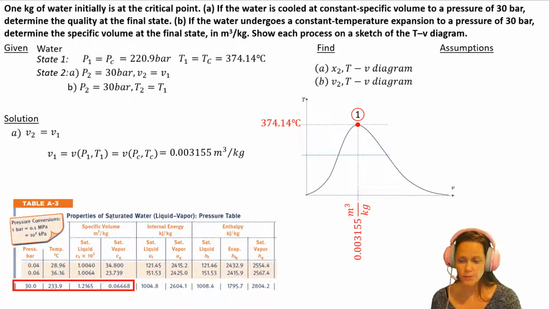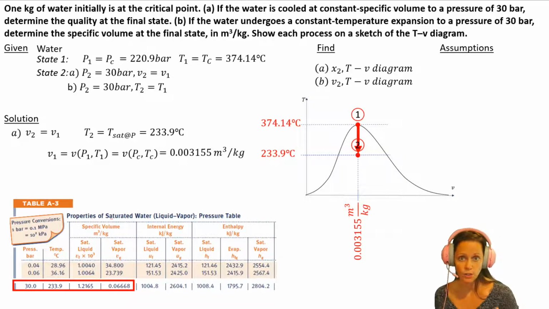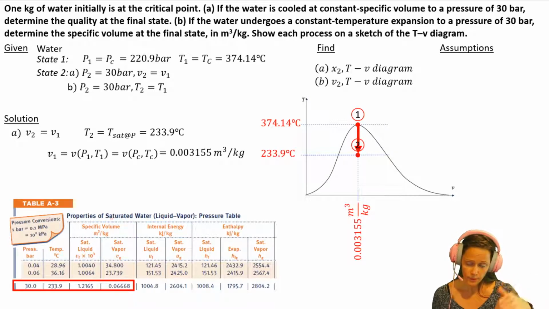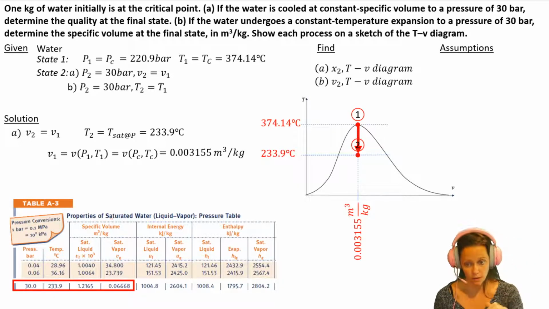So I know I'm two-phase, and I know what my temperature is because I just said I'm two-phase. The only temperature that it could be at is the saturation temperature at 30 bar, so 233.9 degrees Celsius, which means on my TV diagram, it's going straight down along a line of constant specific volume. And I'm kind of done with my TV diagram, and I've got everything that I need on there.